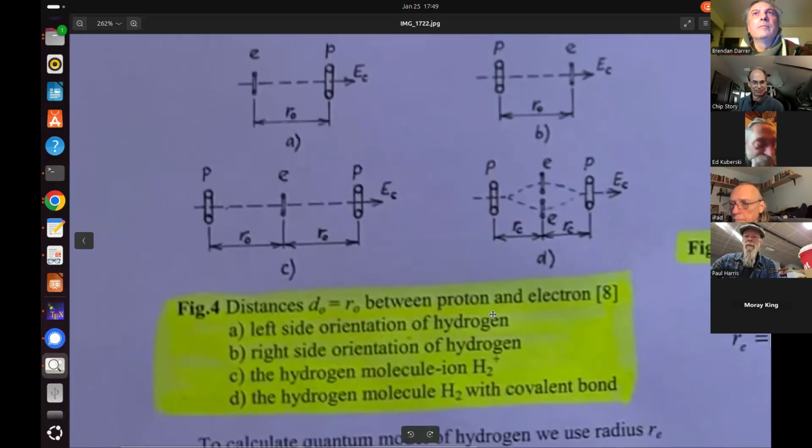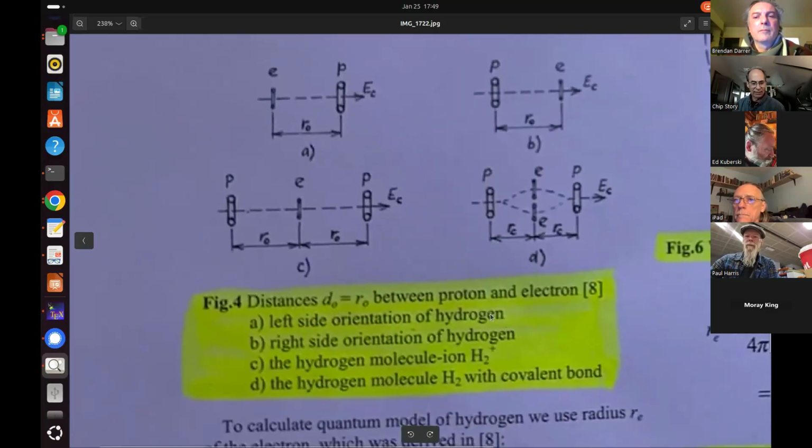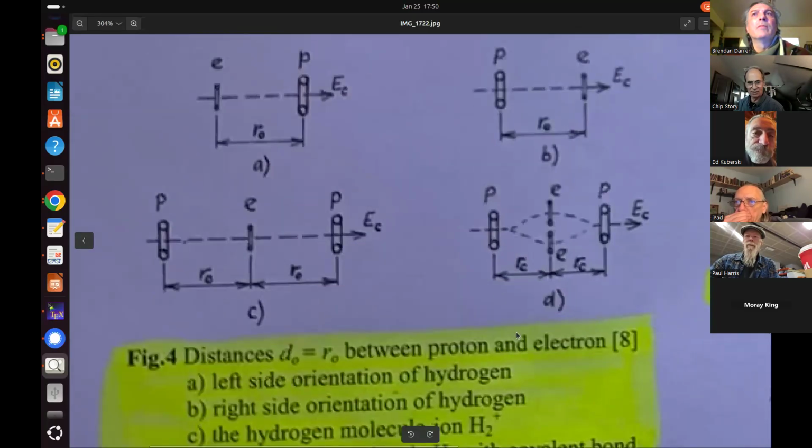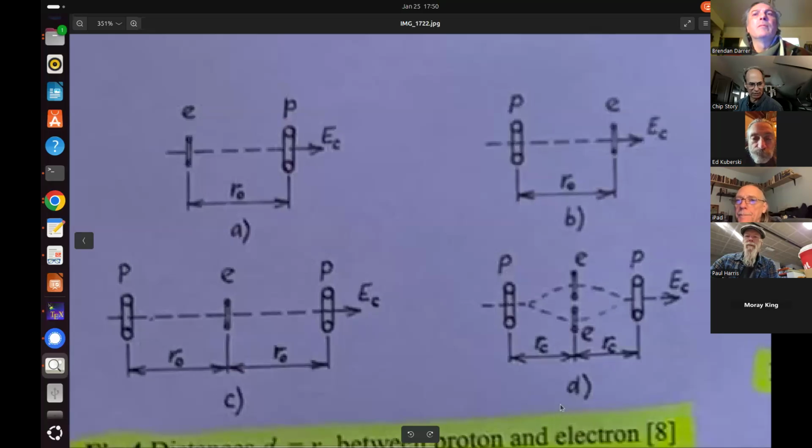Figure 4. We have some distances shown and described, diagrammed out between protons and electrons. There's a left side orientation and a right side orientation of the hydrogen molecule ion, and a hydrogen molecule H2 with a covalent bond, describing to scale, I presume, those distances between the electron and the proton.